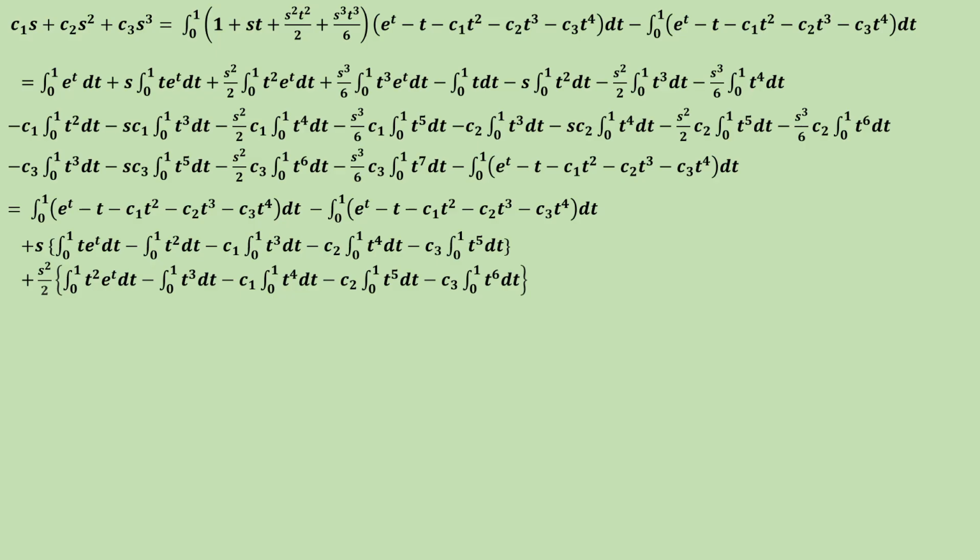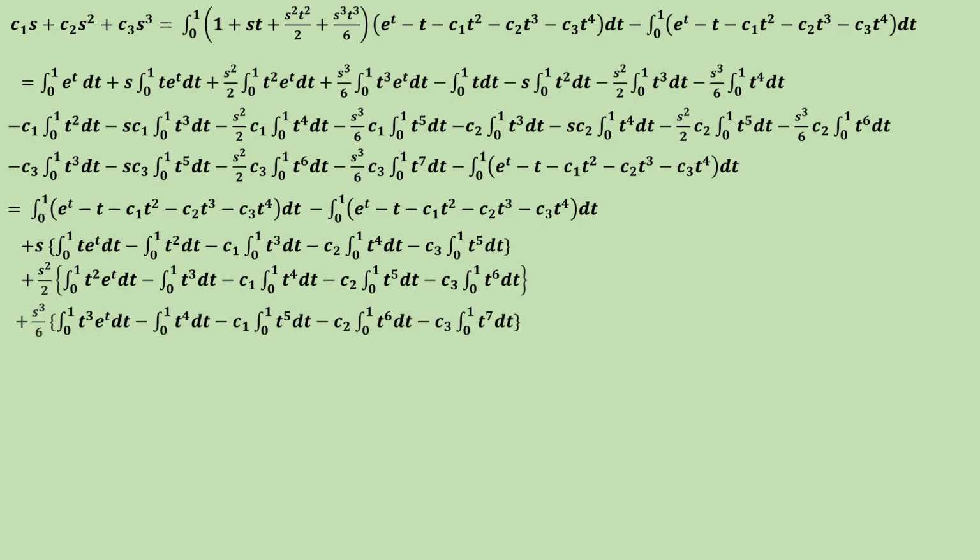Next, s square by 2 term. We are grouping all those things, right? So integral 0 to 1 t square e power t dt minus integral 0 to 1 t cube dt minus c1 into integral 0 to 1 t power 4 dt minus c2 integral 0 to 1 t power 5 dt minus c3 integral 0 to 1 t power 6 dt.